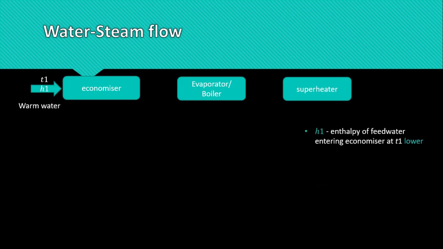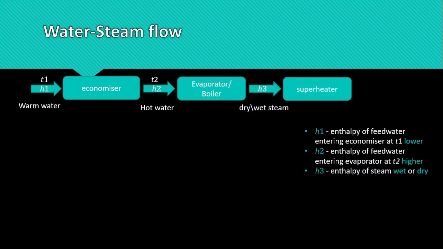Stage one, we have H1, which is the enthalpy of the feed water entering the economizer at temperature T1. Stage 2, we have H2, which is the enthalpy of the feed water leaving the economizer or entering the evaporator at temperature T2. Stage 3, we have H3, which is the enthalpy of the dry or wet steam. Now, X is the dryness fraction. If given or mentioned, just know your steam is wet, okay?